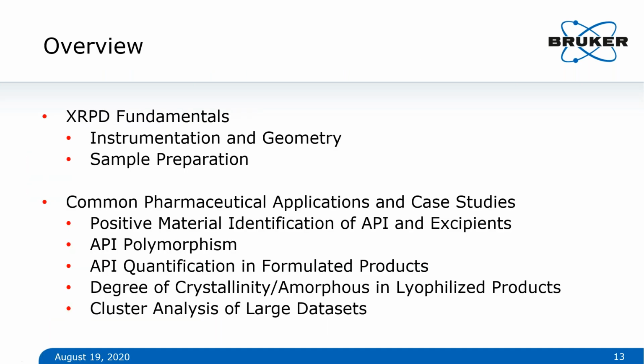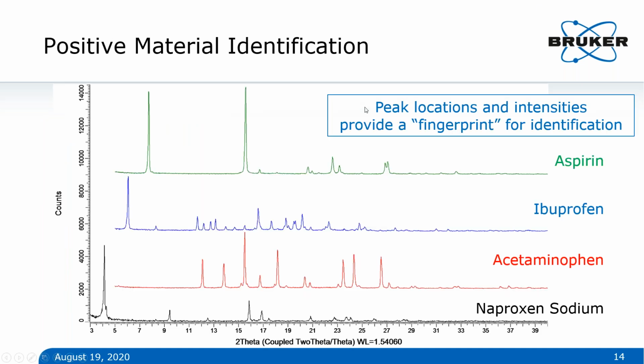Okay, so a little bit of information about what you do with X-ray diffraction, where the data comes from, and how to prep a sample. Now we're going to navigate over to some of the more applied uses of X-ray diffraction, specifically for powder diffraction within the pharmaceutical industry. So we'll start with positive material identification or qualitative analysis. I've used the word fingerprint quite a bit here. And so these are all over-the-counter pain relievers.